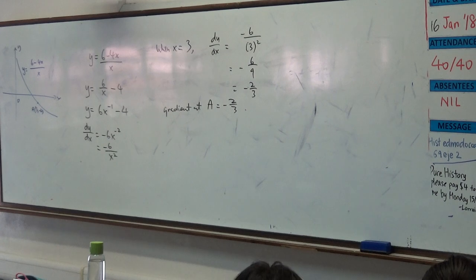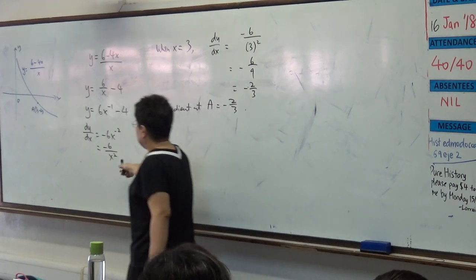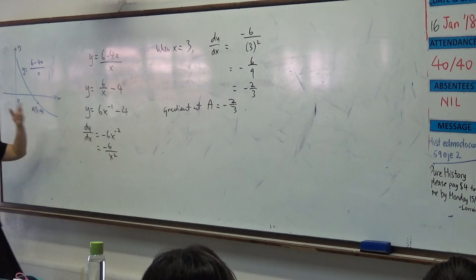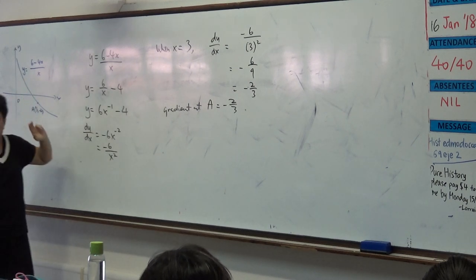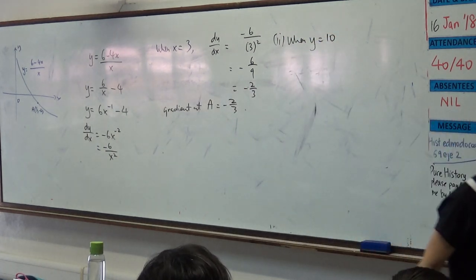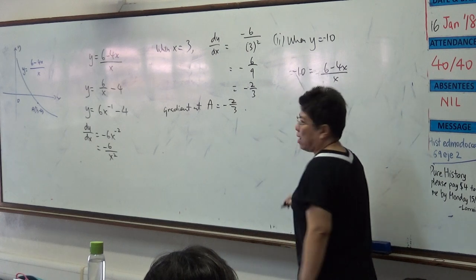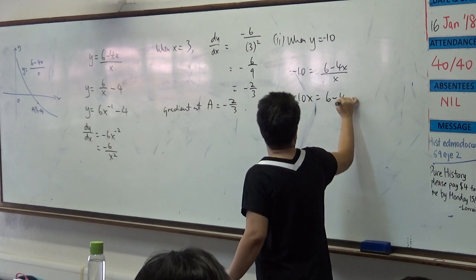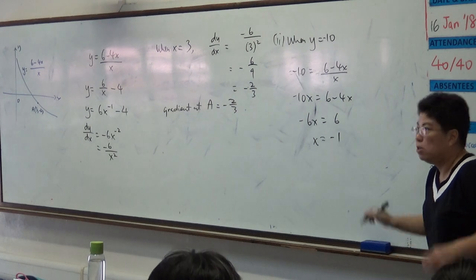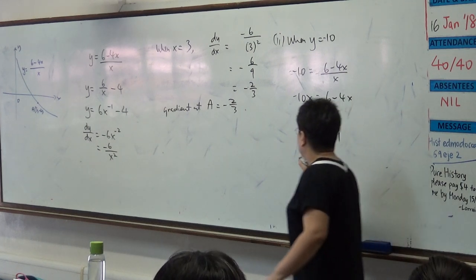Find the gradient of the curve at the point where y is equal to negative 10. Now, I know the gradient function, but the gradient function only has x, right? But y? No. So when y is negative 10, I must start in here to find out what's my x. Agree, class? So part 2, when y is negative 10, I will have negative 10 equals 6 minus 4x over x, right? So negative 10x equals 6 minus 4x. Negative 6x equals 6. X equals negative 1, right? It's simple algebra. So when y is negative 10, what's my x? Negative 1, right?